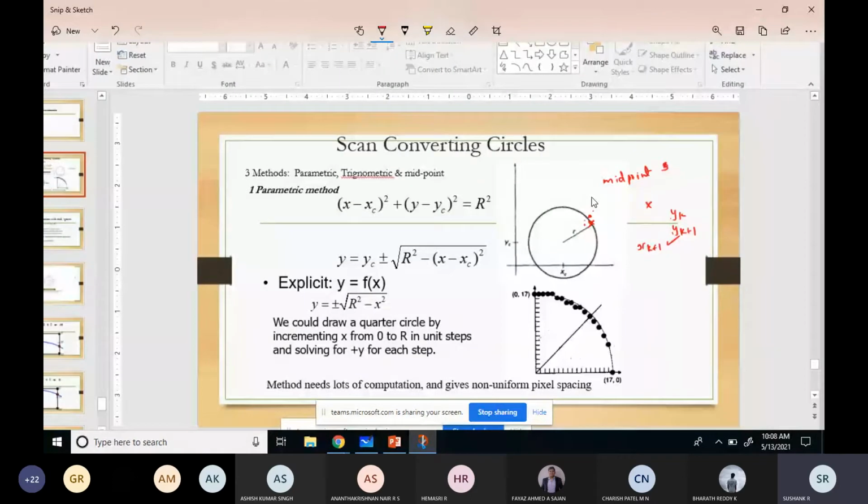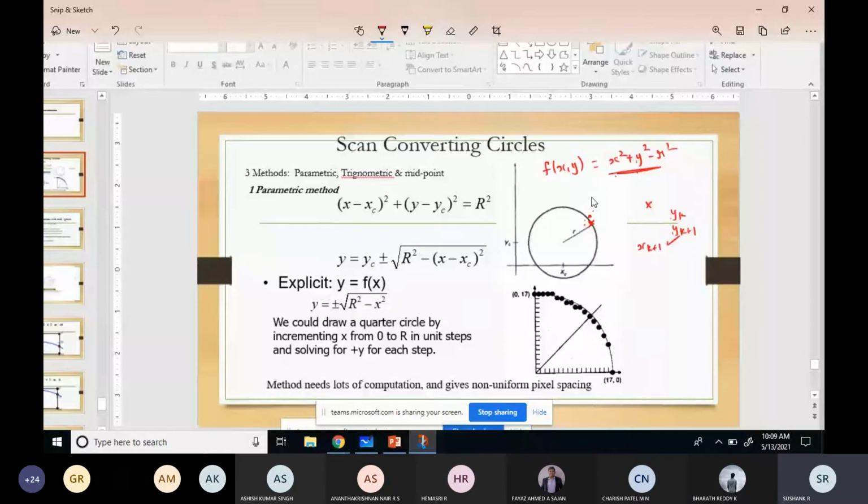So how do you calculate the midpoint? To calculate the midpoint, we have this function which we have studied now, x square plus y square minus r square. So this is a formula which can be used to apply this midpoint method, by considering this circle function x square plus y square minus r square.